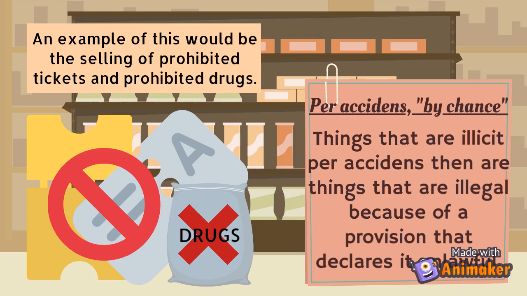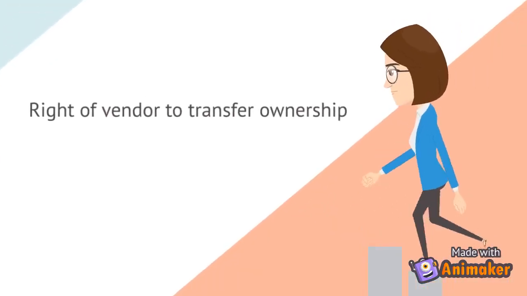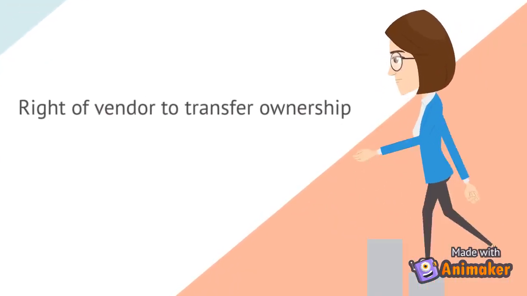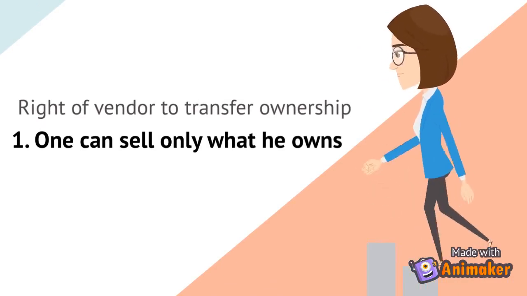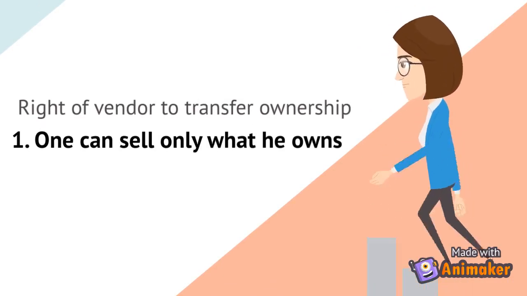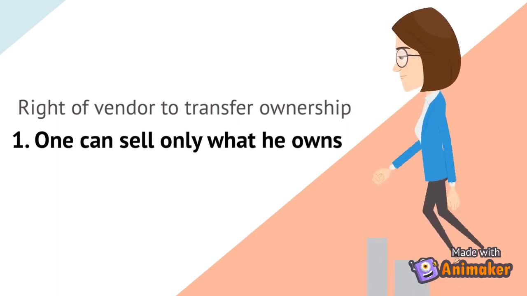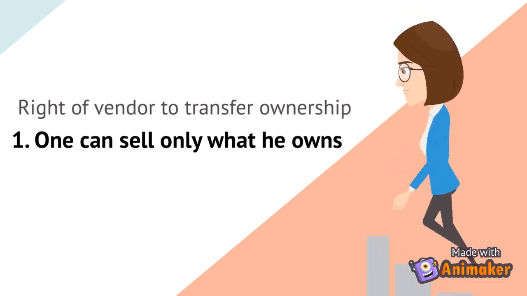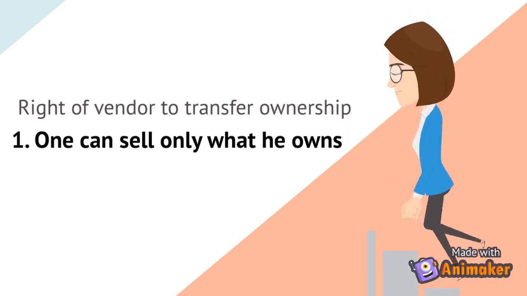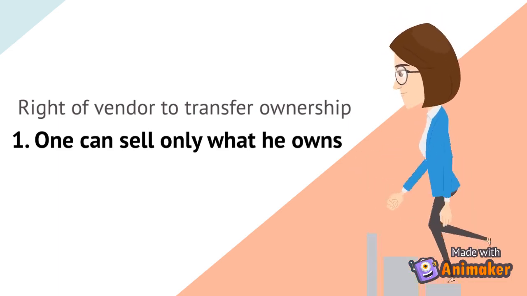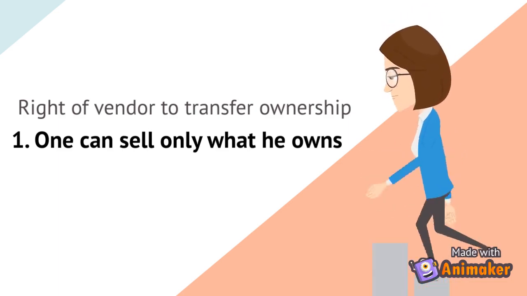Right of vendor to transfer ownership. One can sell only what he owns. It is essential in order for a sale to be valid that the vendor must be able to transfer ownership, and therefore he must be the owner or at least must be authorized by the owner of the thing sold. It is a well-known principle of law that nobody can dispose of that which he does not have.